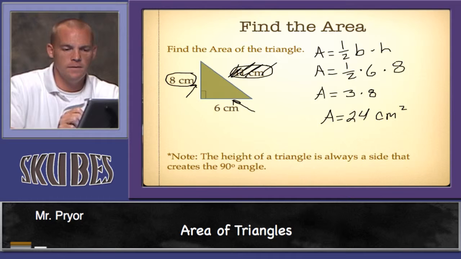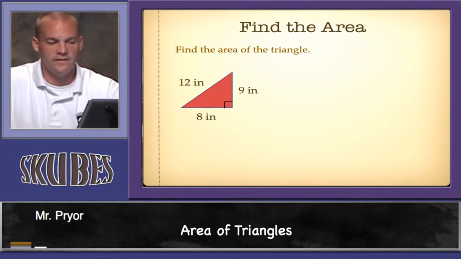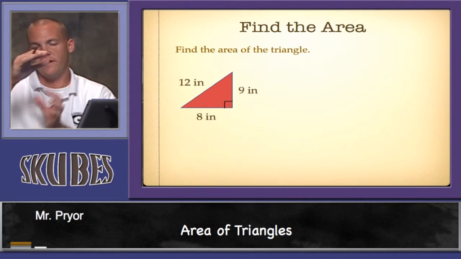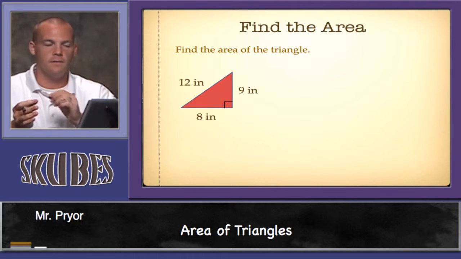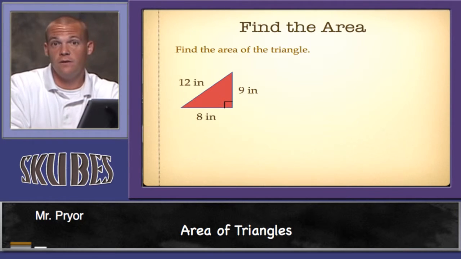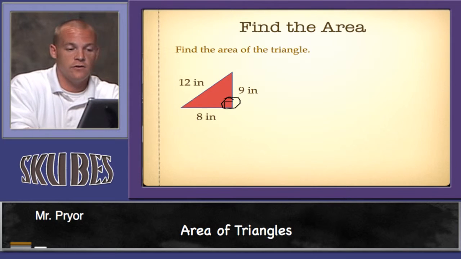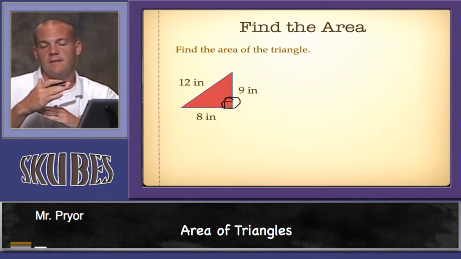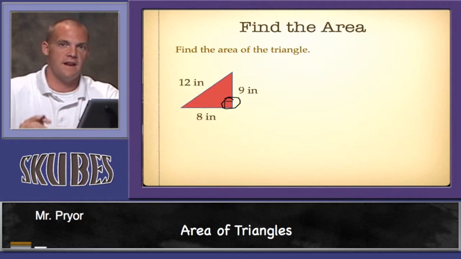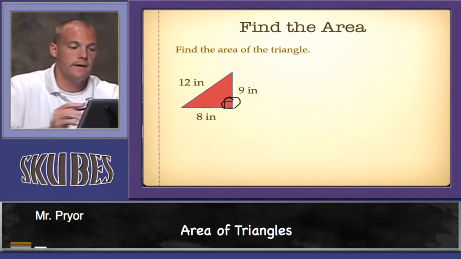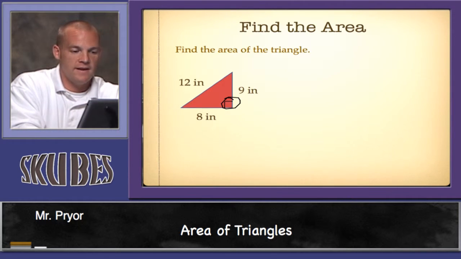Let's take a look at another one. Similar example, you can just see they'll take the triangles and flip them around, rotate them. But really what you're looking for, again, to define what base and height are, is simply that 90-degree angle, because the two legs that make up that angle will be your base and height. So we can make 8 our base and 9 our height, and we'll simply ignore that 12. We don't need to use it.